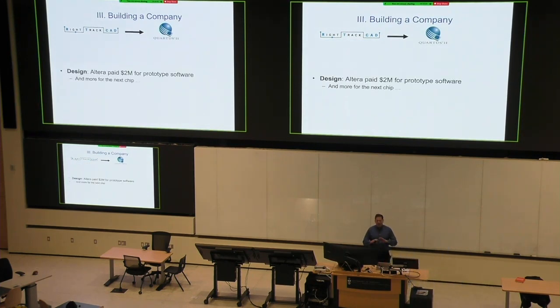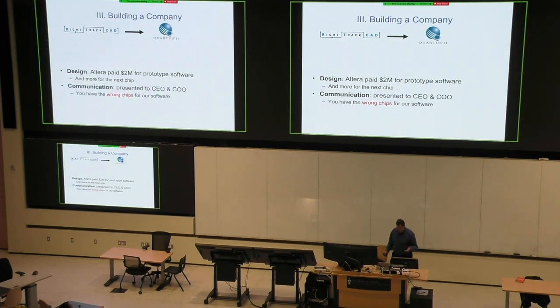So they paid us $2 million US for the prototype software. So they were excited enough about the prototype, they bought it, and we were proud of ourselves, we had done well. And then they wanted us to write software for their next generation chip. And this was now where our communication opportunity was. We presented to their CEO and chief operating officer that basically you have the wrong chips for our software. So we can write software for your next generation chip, but that's not what we should be doing. What we should do is we should design your next generation chip and write the software for it.